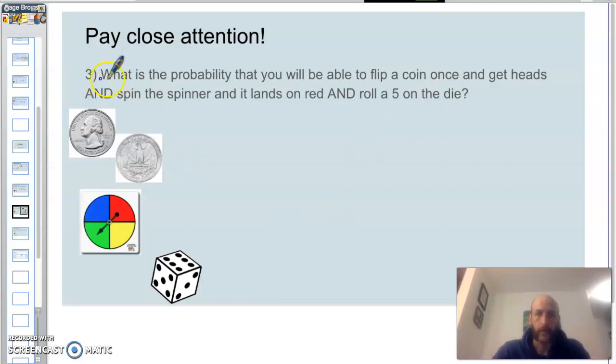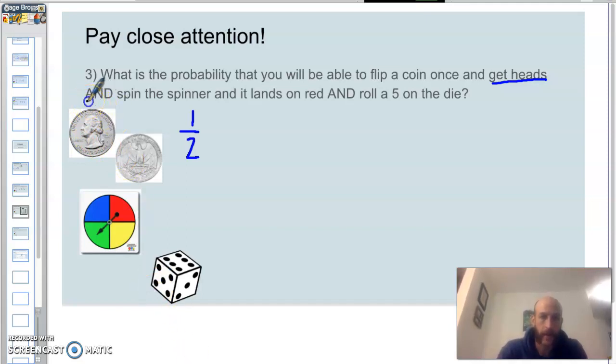Okay, so what is the probability that you will be able to flip a coin and get a heads? There is 1 head on a coin. Probability of flipping the heads is 1 out of 2. Right? There are 2 possibilities, tails and heads.